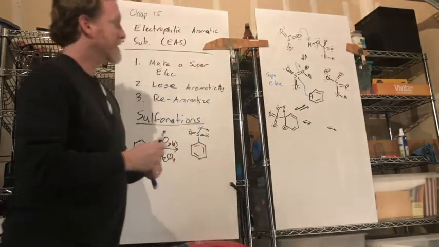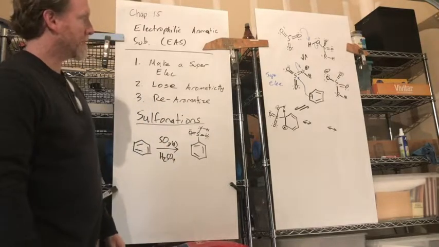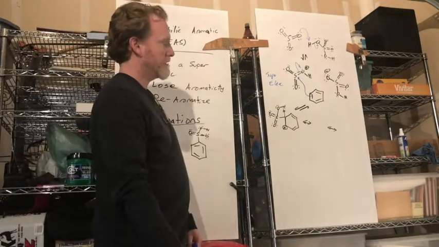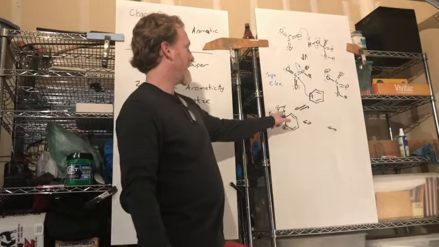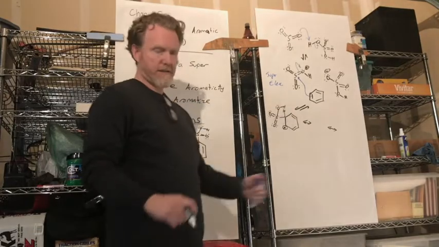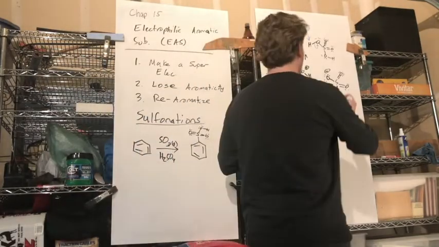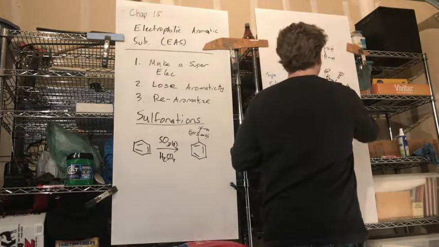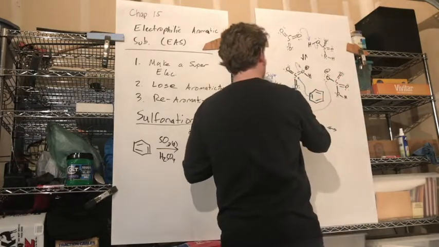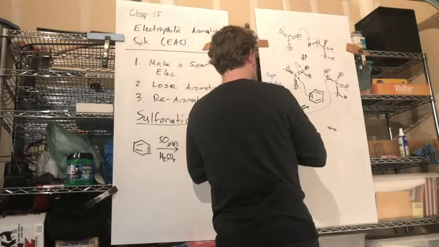And now I just need to re-aromatize. So what do you think is going to happen? Who's going to re-aromatize this? What's the base? I need to deprotonate that hydrogen. The carbon that gained the sulfonic acid has to lose a hydrogen. So you probably guessed right. It's crazy, I know, but it's the hydrogen sulfate has to come in and deprotonate that to re-aromatize.